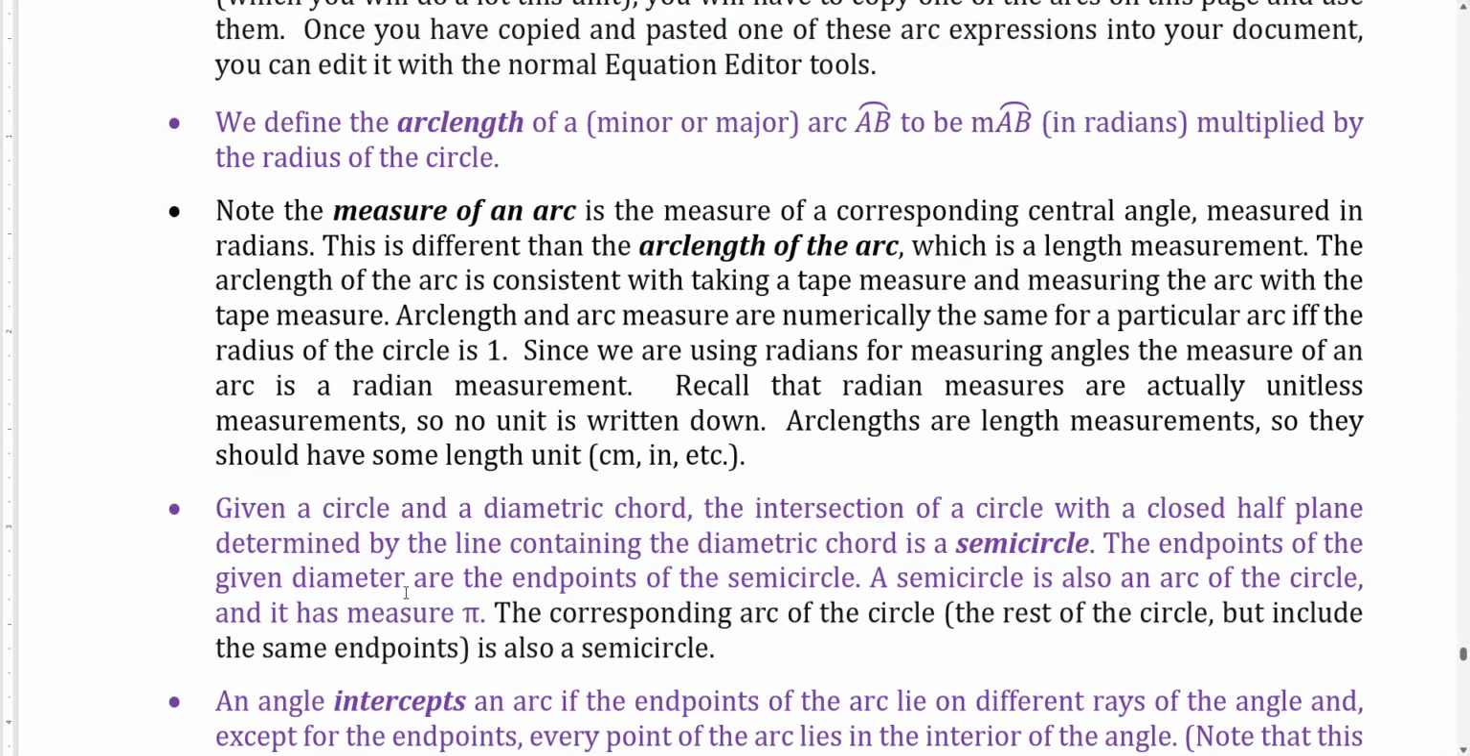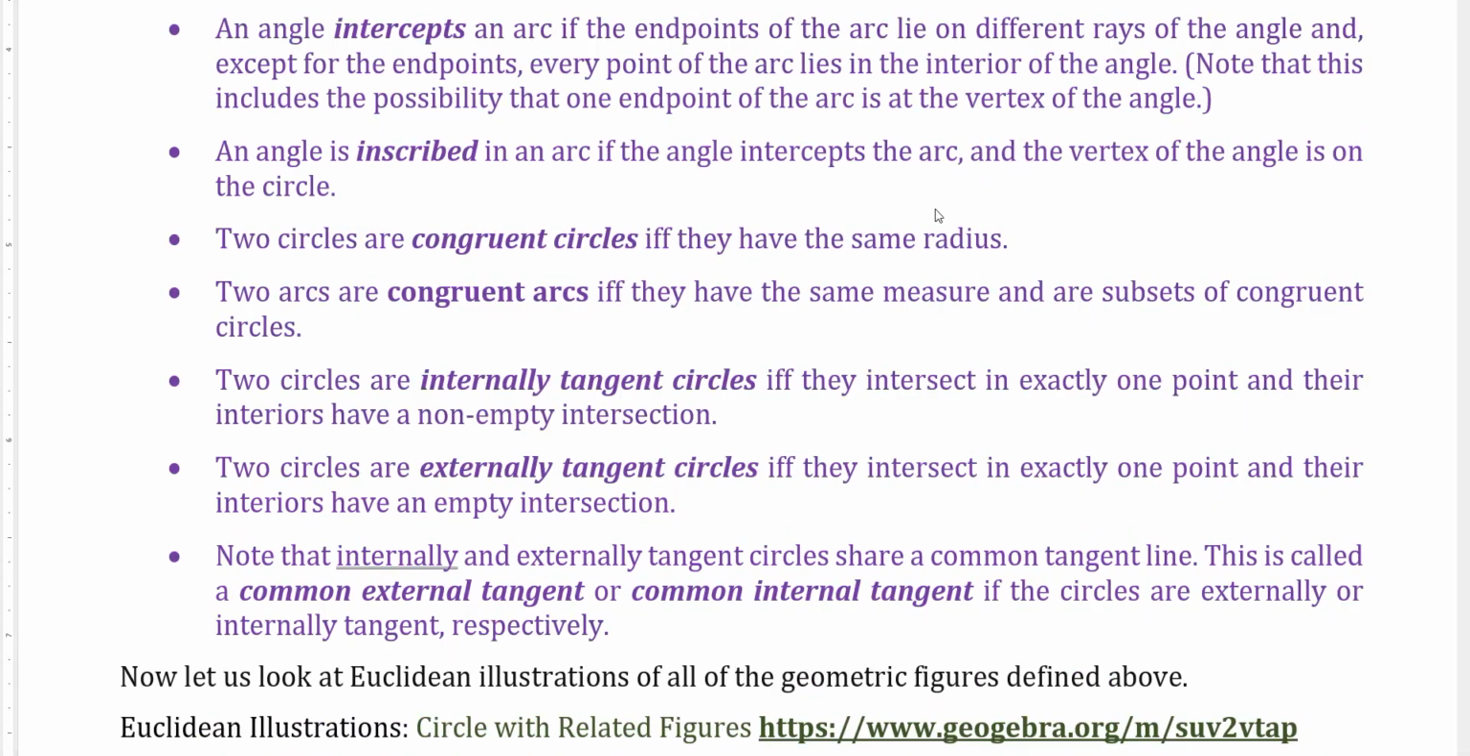We have several more things here as well. Okay, now next we have just a few more definitions that we're going to look at right now. An angle intercepts an arc if the endpoints of the arc lie on different rays of the angle, and except for the endpoints, every point of the arc lies in the interior of the angle. Okay, notice this includes the possibility that one endpoint of the arc is at the vertex of the angle.